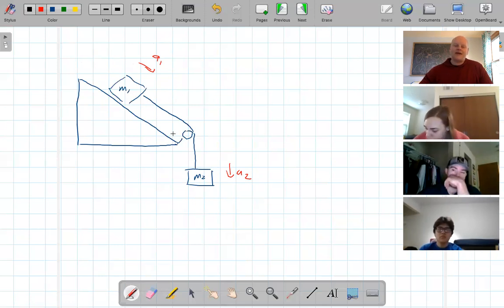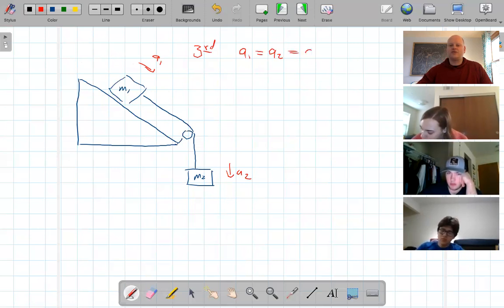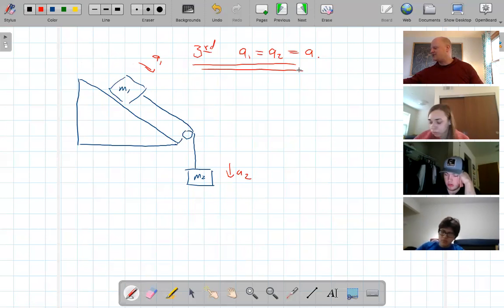Now, what that says is that the tension here, by Newton's third law, is exactly the same as the tension here, which means that the acceleration on the first block must be exactly the same as the acceleration on the second block. So basically Newton's third law tells me that the acceleration a1 is equal to the acceleration a2, which we're just going to call a. This is the most useful part of the third law: these two accelerations are identically the same.